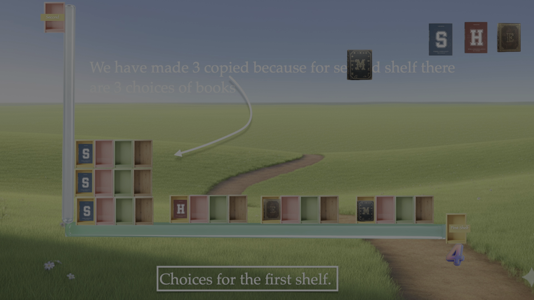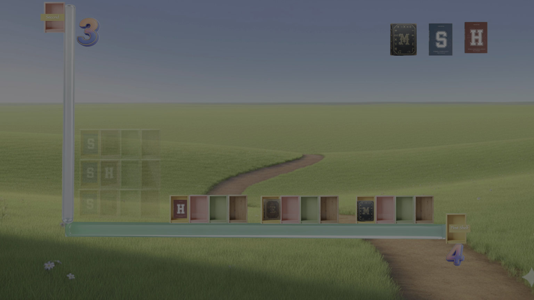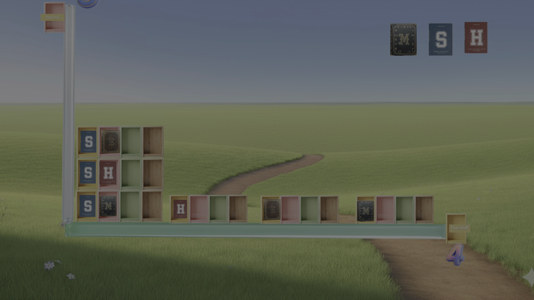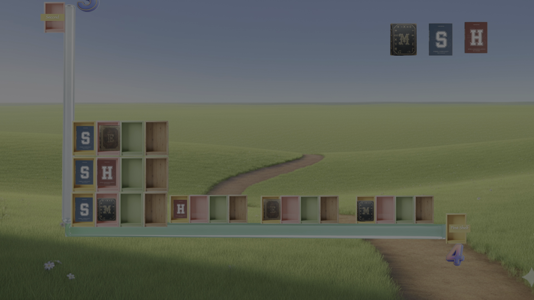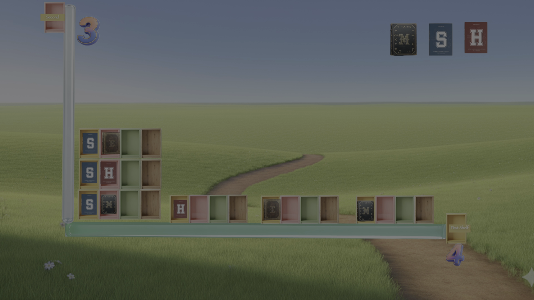If the science book is placed on the first shelf, then for the second shelf, we have 3 remaining choices: the math, history, or English book. Thus, there are 3 possible choices for the second shelf when the science book is on the first shelf. Therefore, once the science book is placed on the first shelf, we have 3 possible ways to fill the second shelf with either the math, history, or English book, completing the arrangement for the first 2 shelves.